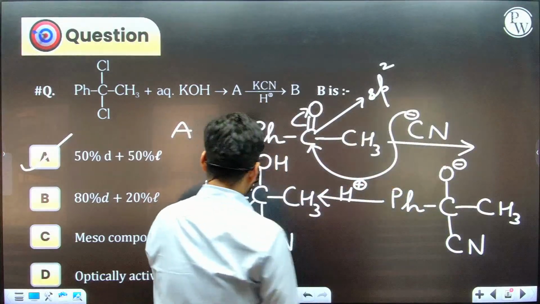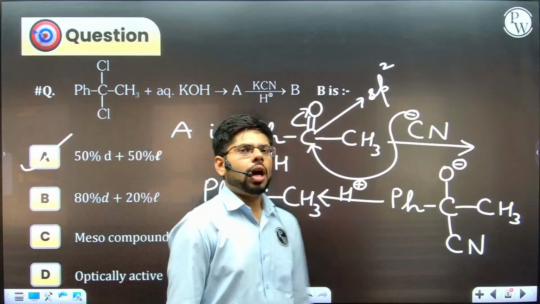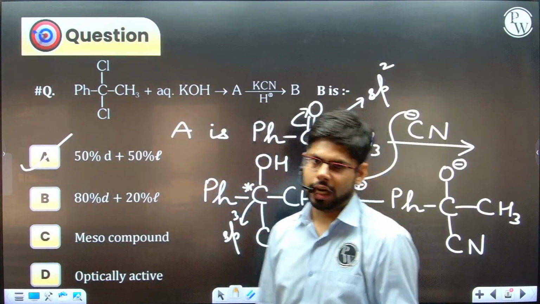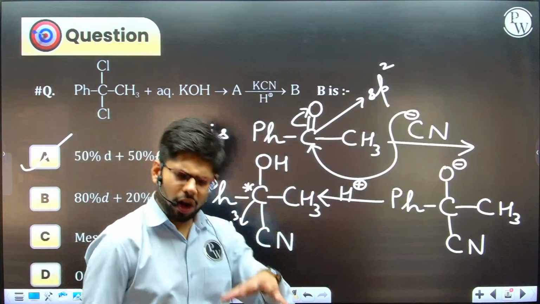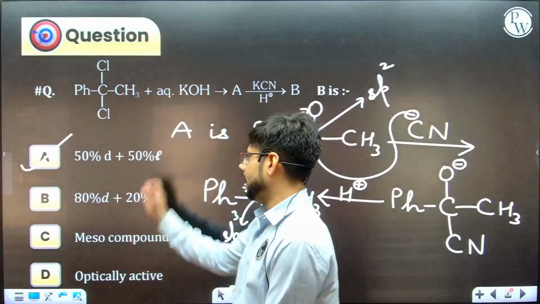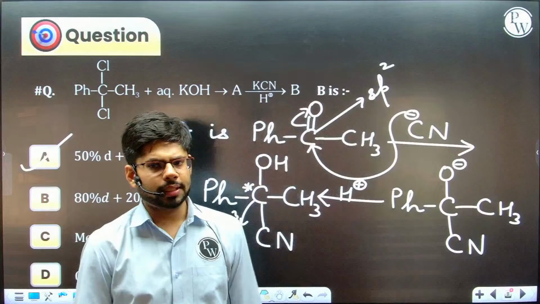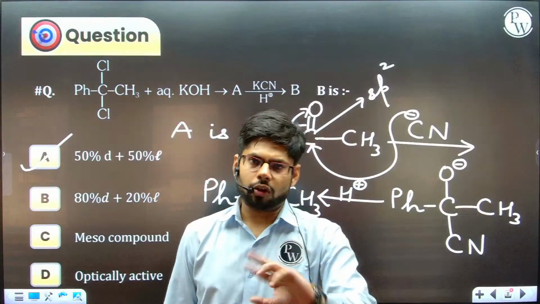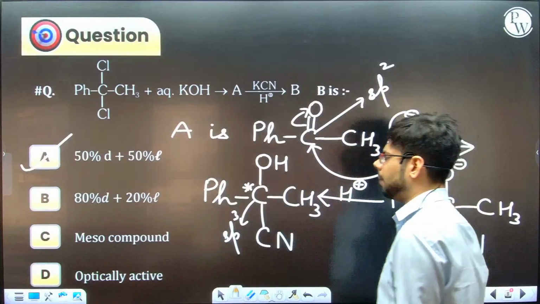One of the products will be the compound in which the carbon has R configuration, and the other compound will be its enantiomer. So we have both the products in equal quantities or in almost equal quantities, and hence we'll say A is the correct answer, because a mixture of 2 enantiomers in equal quantities is called a racemic mixture. So A is the correct answer. 50% D and 50% L, that means it's a racemic mixture.